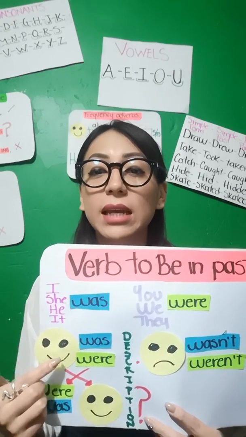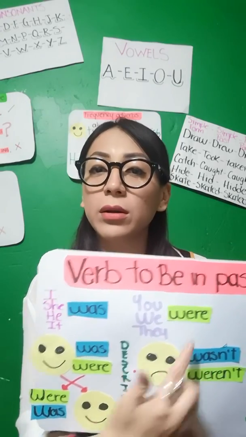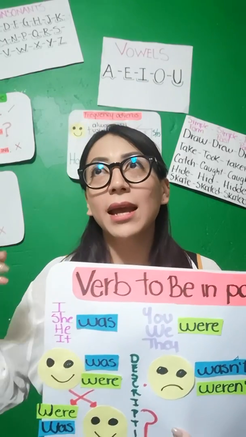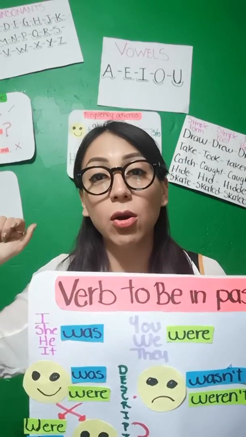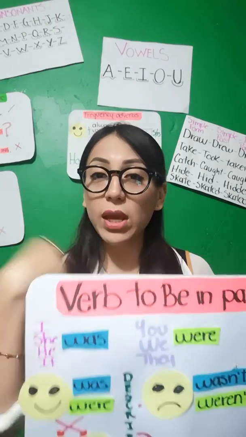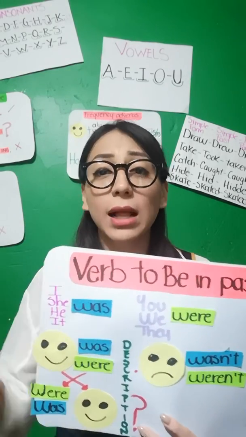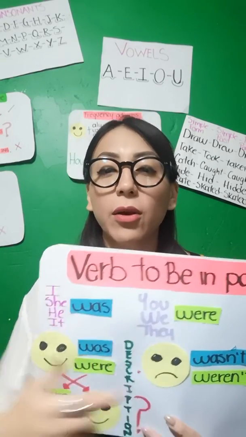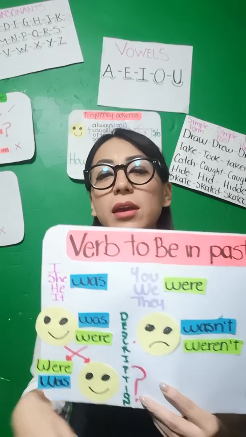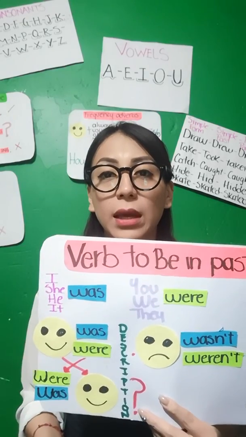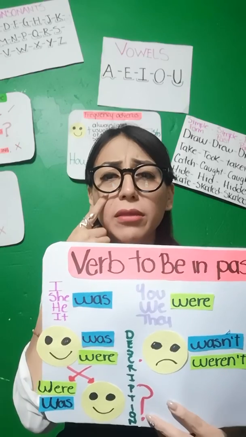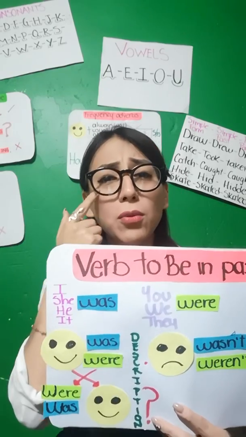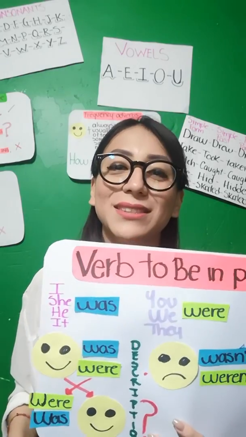Now, we can say, for example, we were in the school one month ago or last month. We were in the school last month, okay? Now with the other one, with they. They were sad. They were sad yesterday, okay?